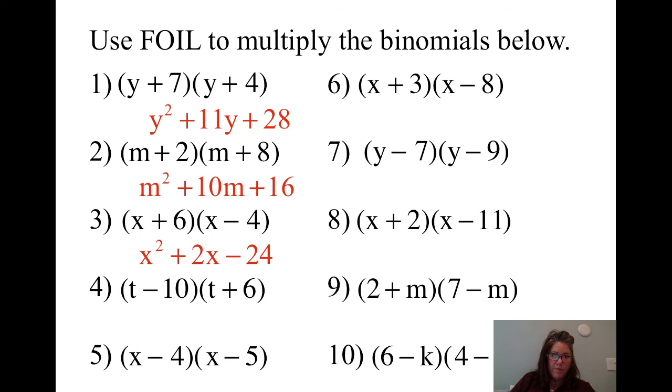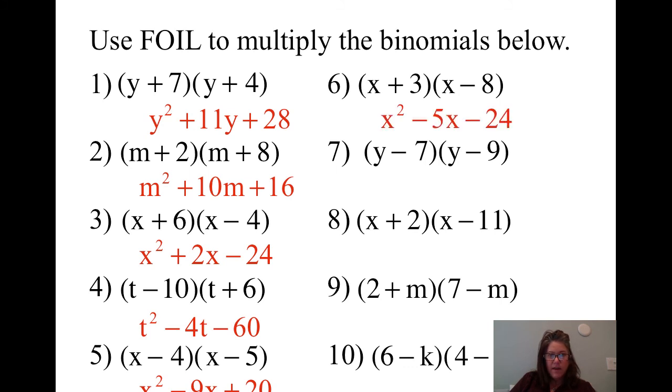Number 2 is m squared plus 10m plus 16. Number 3 is x squared plus 2x minus 24. Number 4 is t squared minus 4t minus 60. Number 5 is x squared minus 4x plus 20. Number 6 is x squared minus 5x minus 24. Number 7 is y squared minus 16y plus 63. Number 8 is x squared plus 2x minus 22.